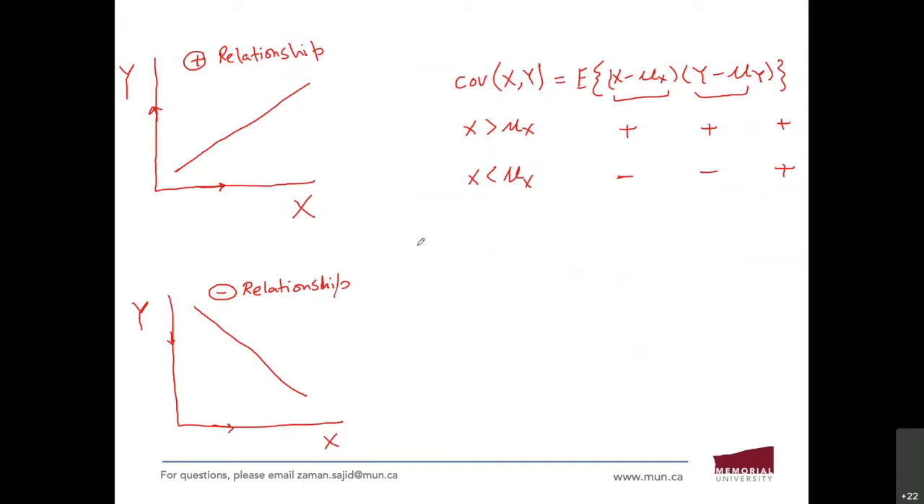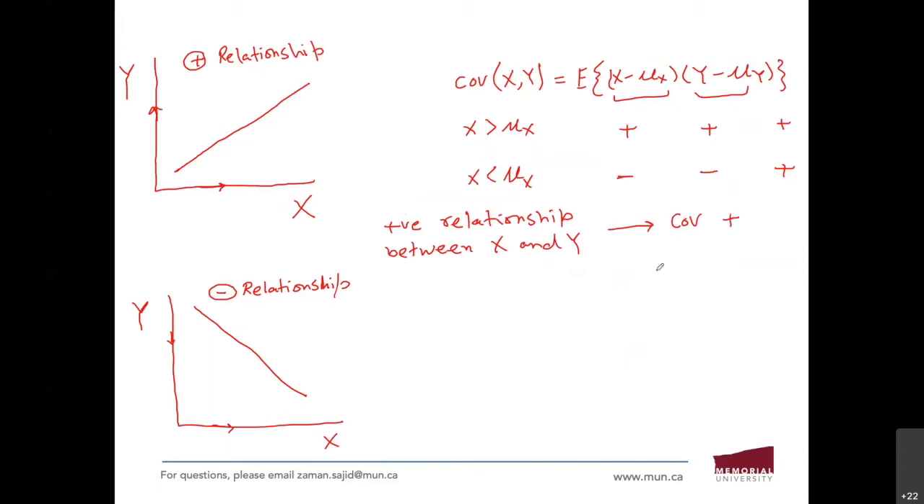So I can say that in the positive relationship between x and y, my covariance will be positive.